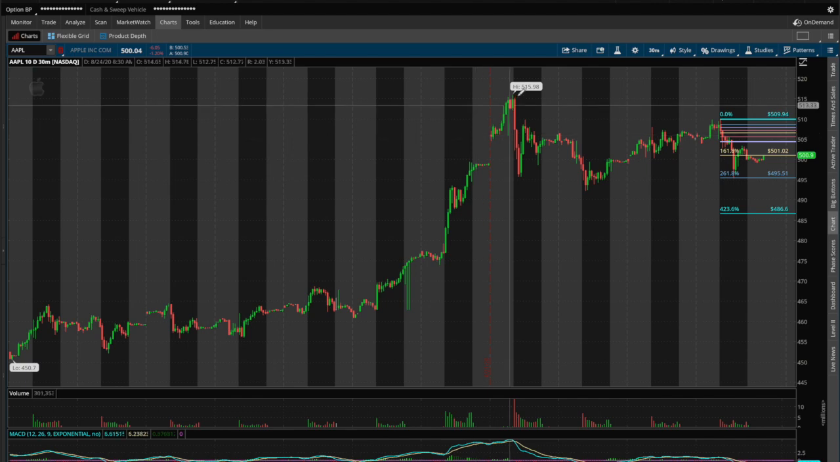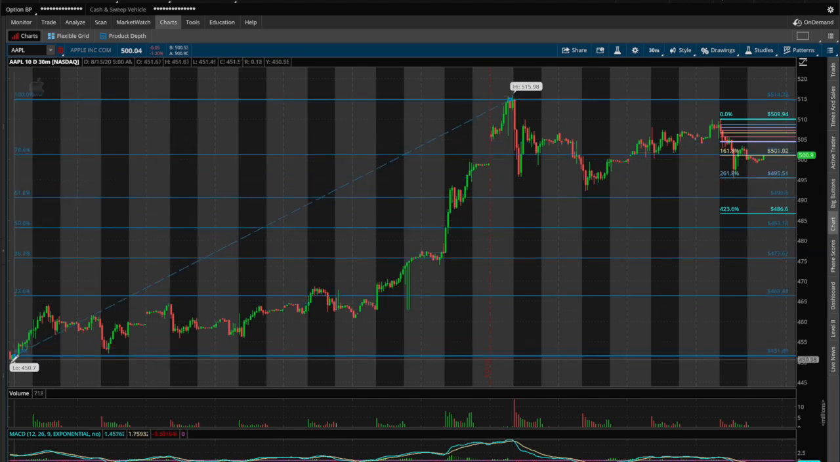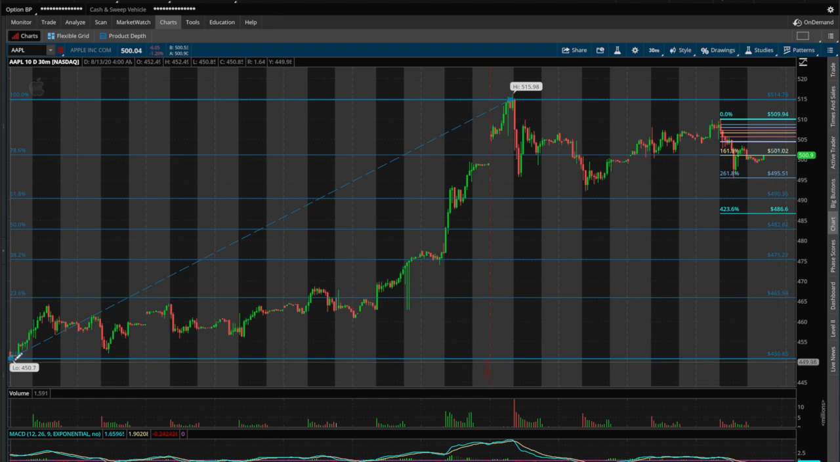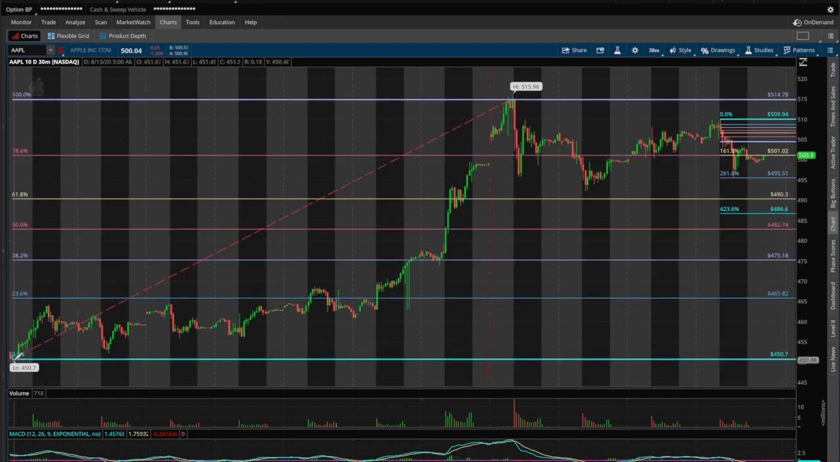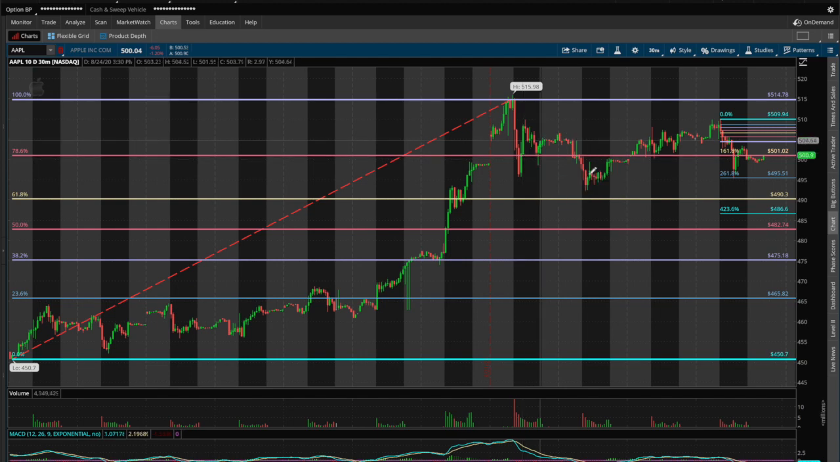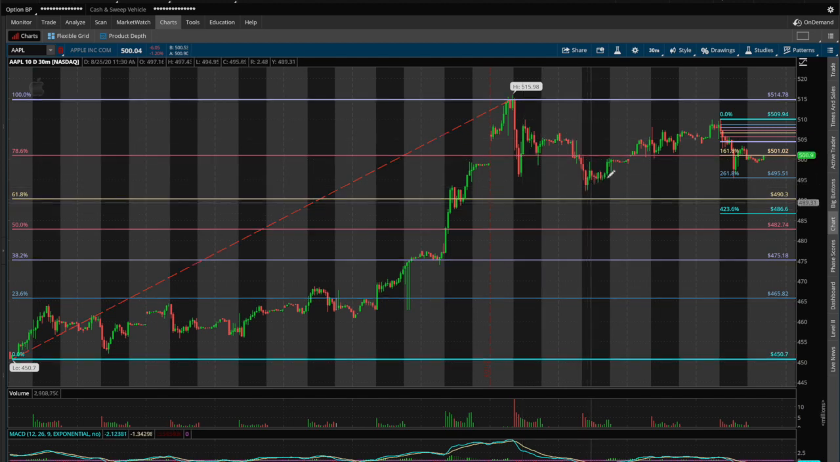So let's do Apple at its high, which is 515.98, down to 450.7. That's about right. All right, so as you can see, we kind of bounced off this 786 level until it broke through. We didn't get all the way down to the 618, but we're kind of bouncing in between this support right here, and that's the point that we're at right now.